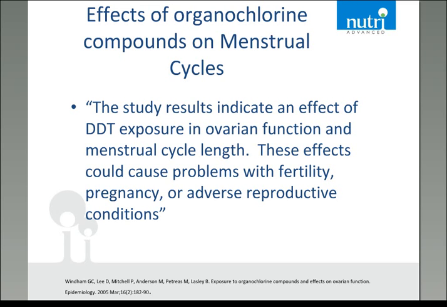So the study results indicate an effect of DDT exposure on ovarian function and menstrual cycle length. These effects could cause problems with fertility, pregnancy, or adverse reproductive conditions. So, these are studies that are showing that these chemicals that some people don't even consider actually can cause long-term damage.